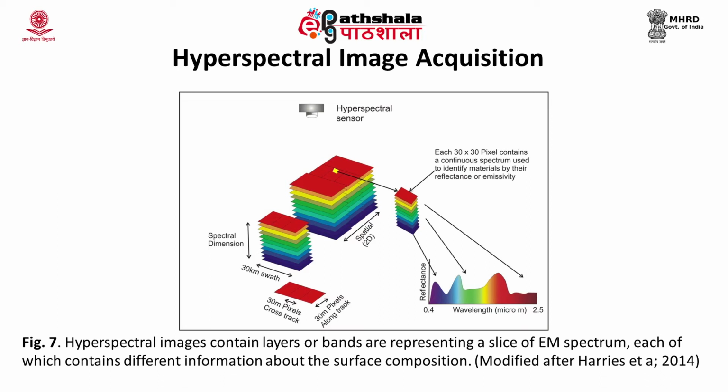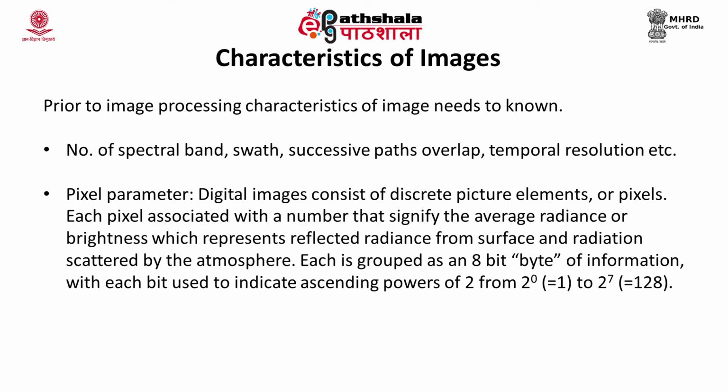And here, depending upon the swath size or the spectral dimension or the pixel size, you can use different multispectral and hyperspectral images for different kinds of mineral mapping or lithological mapping, or to know the surface composition. So, if you look at the satellite images, what is the characteristic of the images? Prior to the image processing, for getting any information about the mineral or rock or lithology, we should know about the image.